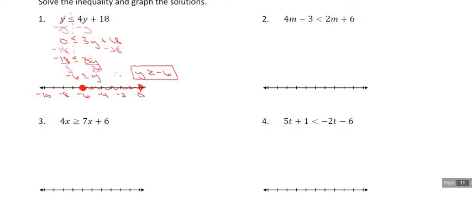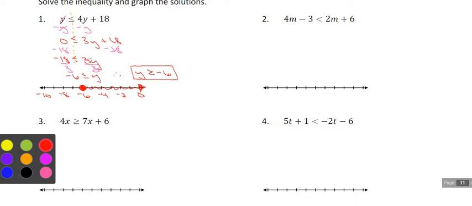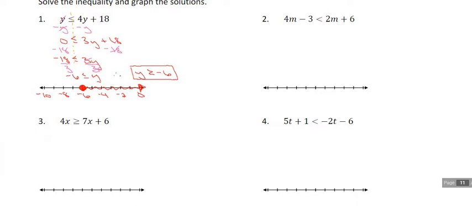Now I'm going to show you what happens if we were to solve for y on the left-hand side. It works, but we just have to be super careful. If I have y is less than or equal to 4y plus 18, if I decide, well, let me just move all my variables to the left, because that's what some people are insistent on doing, we would subtract 4y from both sides, and now we've got negative 3y is less than or equal to 18.